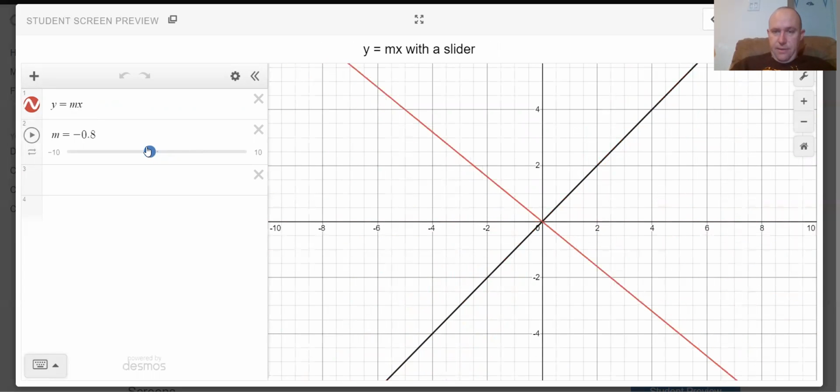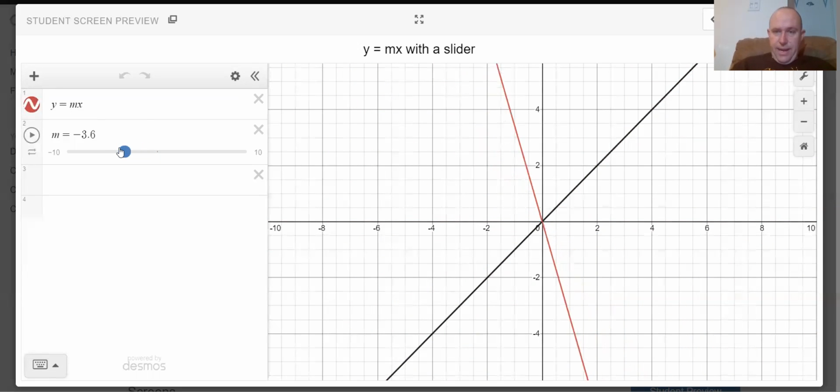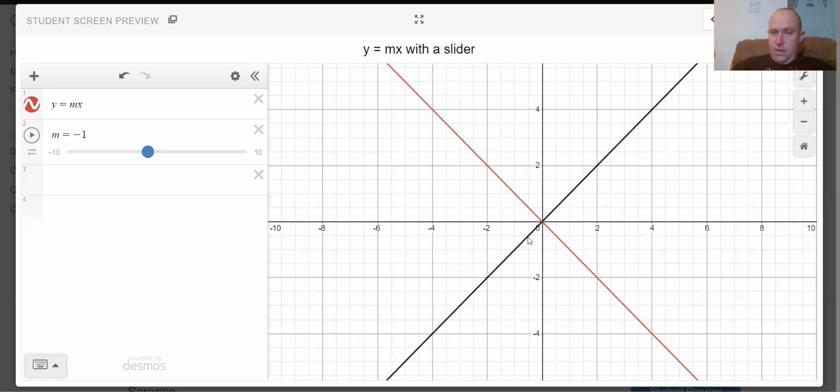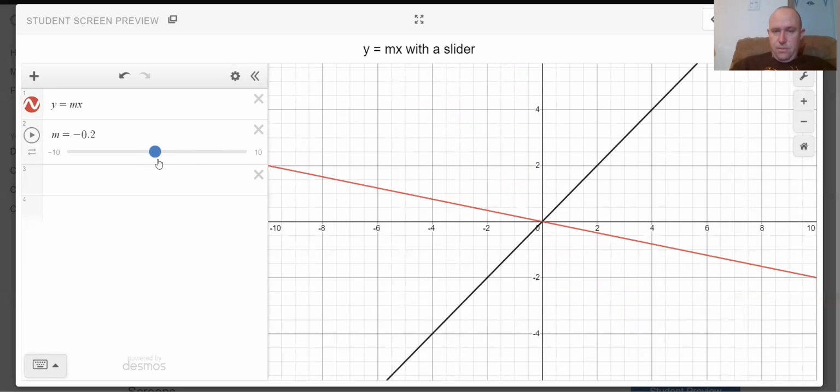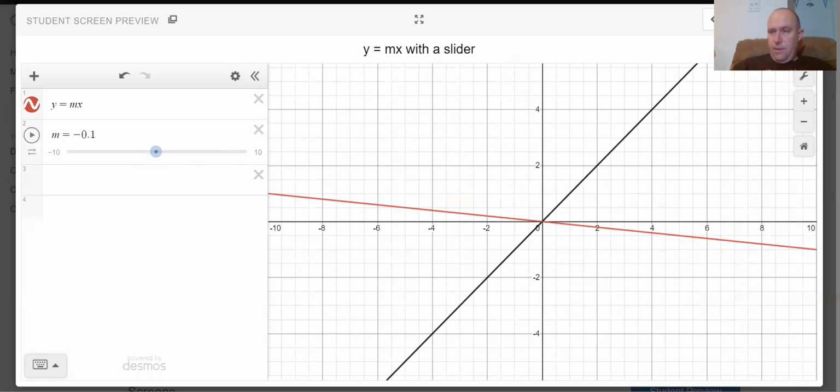And then as I get negative, you can see the same sort of thing. The more negative the line gets, the steeper it gets. And if it's at -1, you can see it's the same slope as this, but in the opposite direction. And as I get between -1 and 0, you can see that it's less steep than the line y equals x.